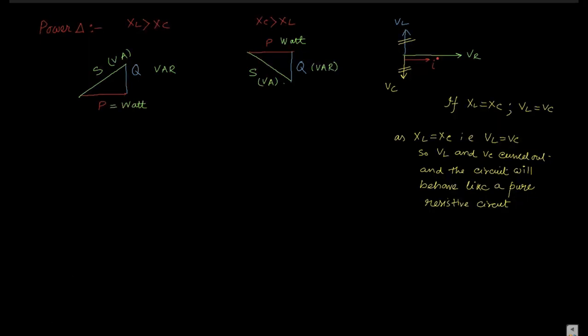In that case, the phasor diagram becomes: this is I and this is VR, and I and VR are in the same phase. So what is this special case called, you know? This is the condition for resonance, that is when XC is equal to XL. This is the condition for resonance.